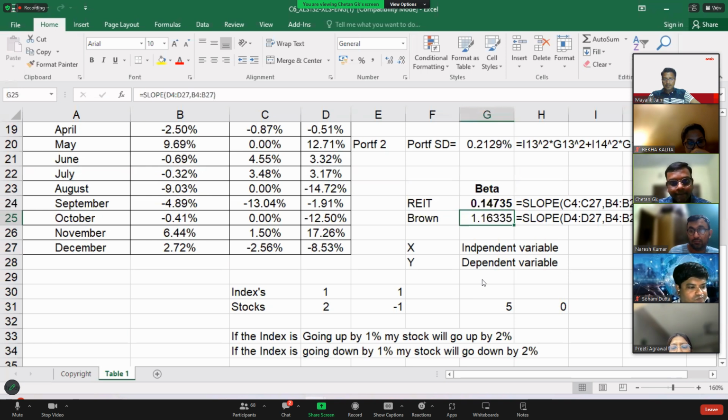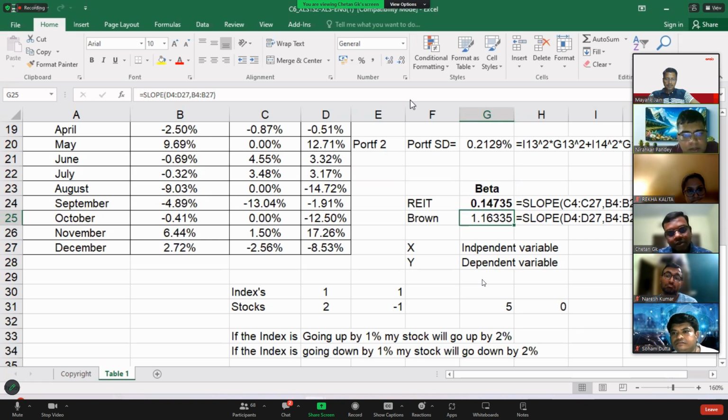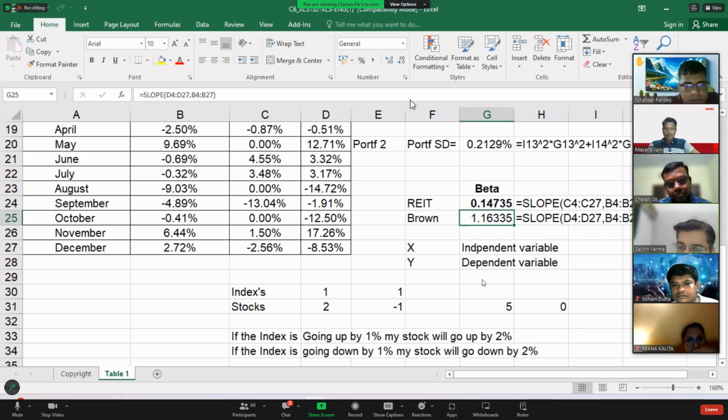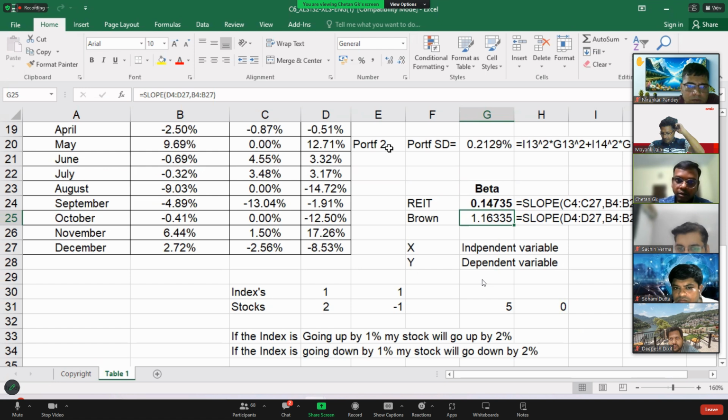Now you tell me, if you want to diversify your portfolio, what kind of beta should you have in your portfolio? Supposing you have an index and you have got REIT as well. A positive correlation is not diversification, so it should be negative. Beta should be negative. If the beta is negative, then we can achieve a sort of diversification in the portfolio. You know what diversification is, right?